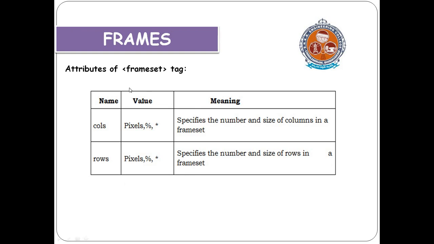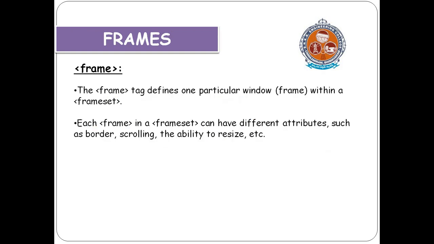Now the attributes of the frameset tag. Cols means columns, and specifies the number and size of columns in our frameset. Rows specifies the number of rows in a frameset. By using cols and rows, you define how many columns and how many rows our frameset is divided into.